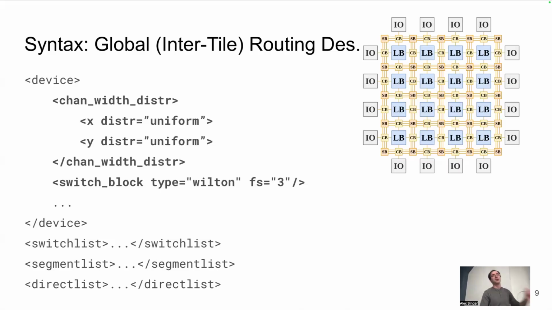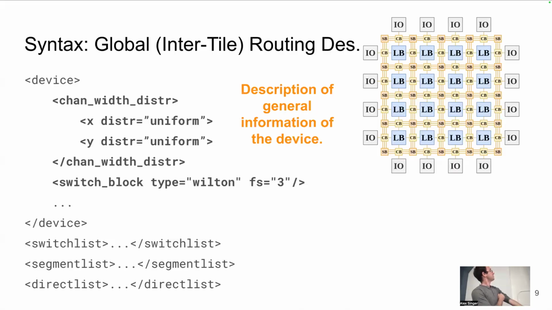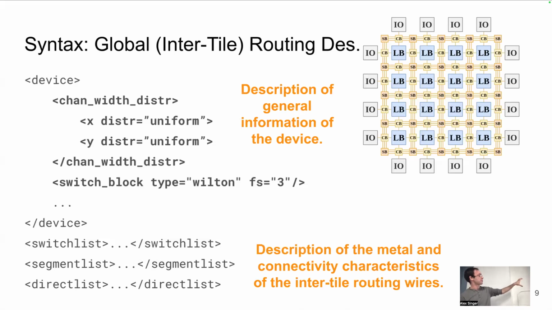Finally, the direct list, as I said, there might be direct connections between logic blocks. That's described here, or at least at a high level, we say that they will exist here. But I'm saving that from here. So the top part is a description of the general information of the device. And these bottom 3 are a description of the metal and connectivity characteristics of the intertile routing wires. I'm just trying to be complete here. In reality, the more important stuff is that we have channels, we have switch blocks, and we're trying to define how they connect together. So how are we doing?